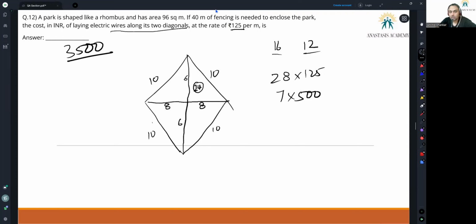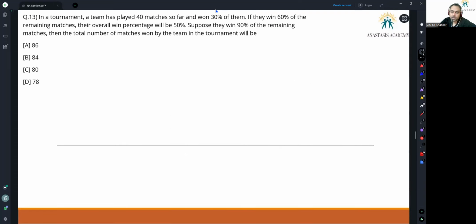Okay. In a tournament, a team has played 40 matches so far and won 30% of them. Okay. Played 40, won 12.